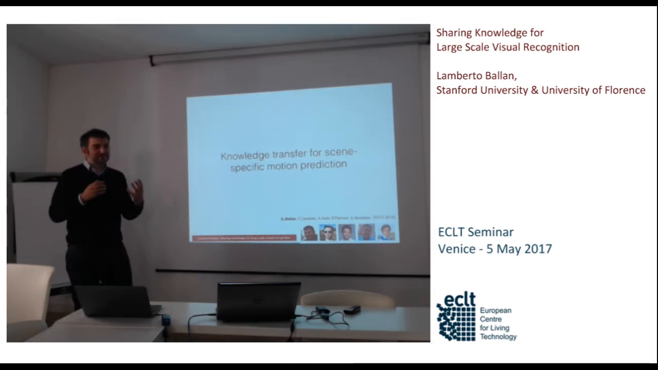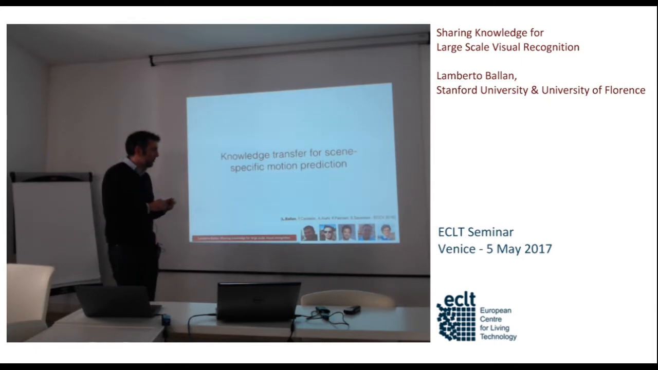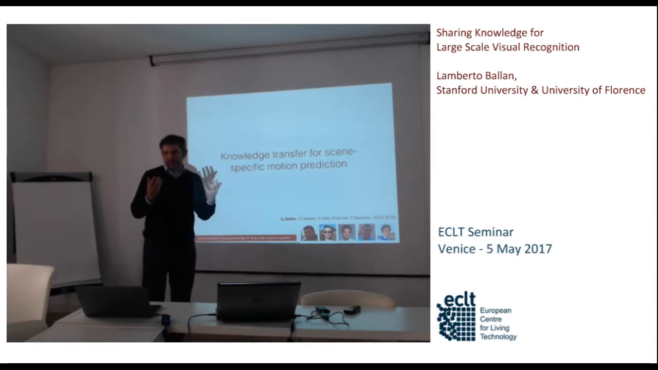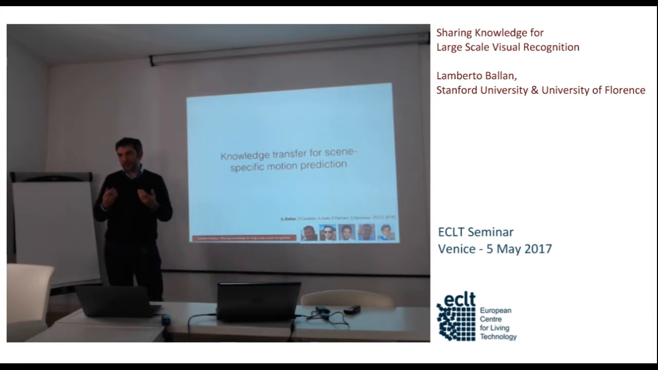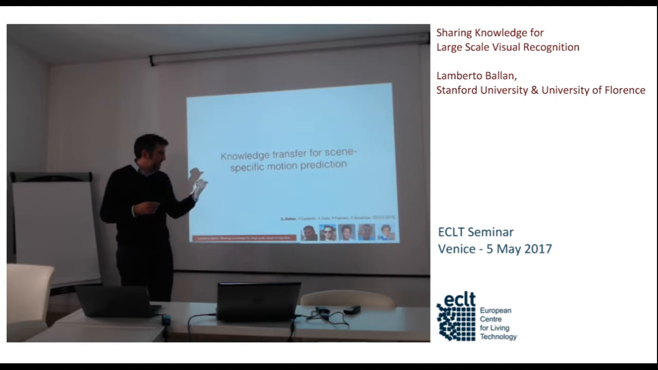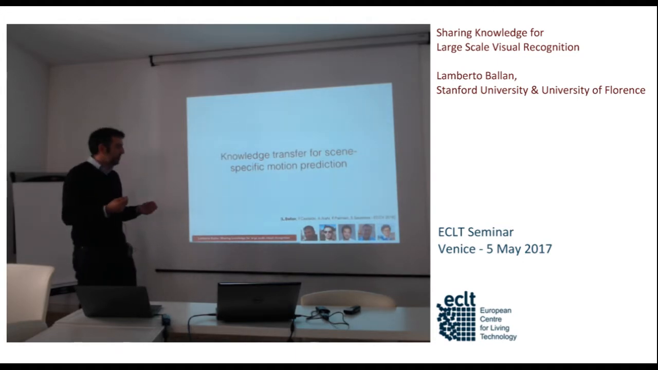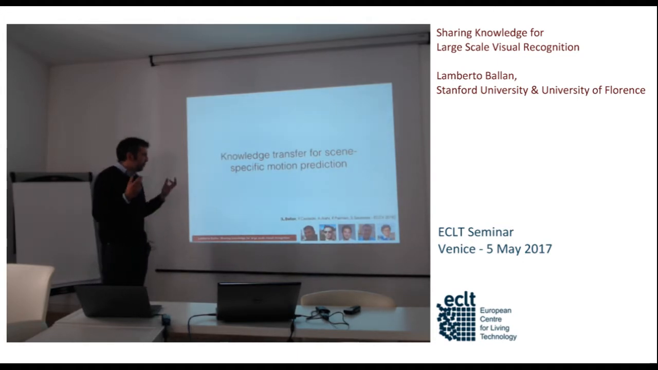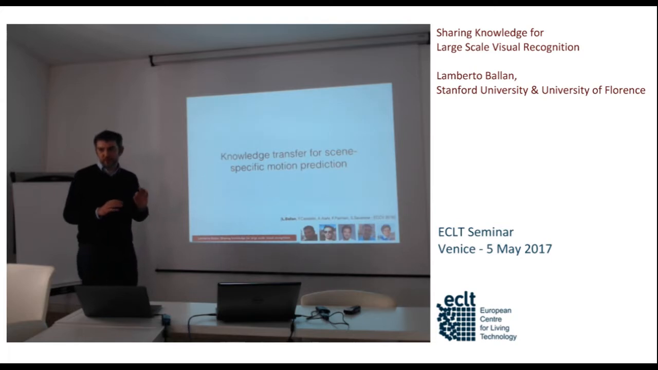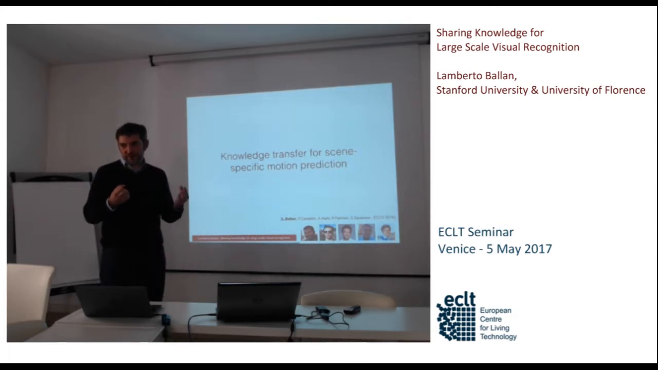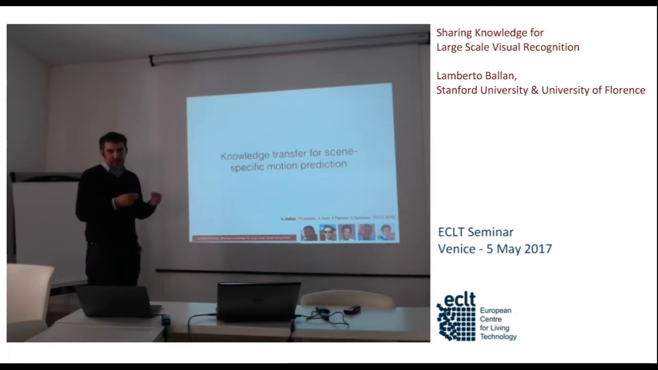So we have a lot of work on this idea of taking advantage of the visual knowledge that you can extract from an image to try to predict what is going to happen in the near future. In this case, in particular, the idea is to learn motion-specific features to do motion prediction. This is trajectory prediction. Actually, we don't have real pixels here because the input are the coordinates of points. So this is a time series prediction.